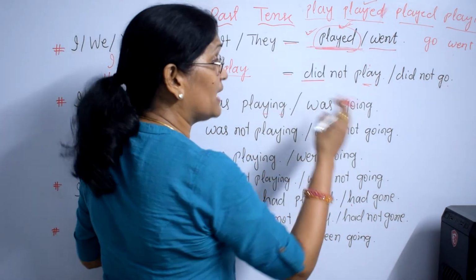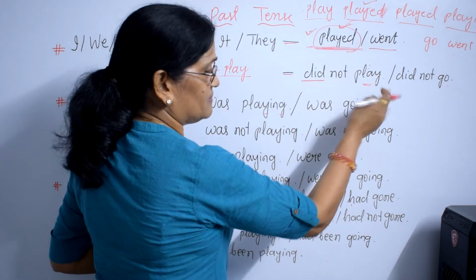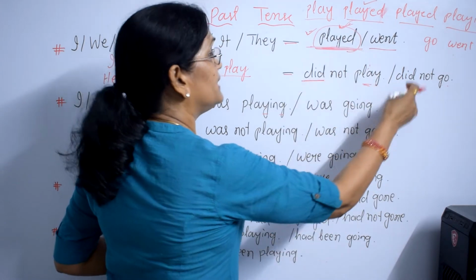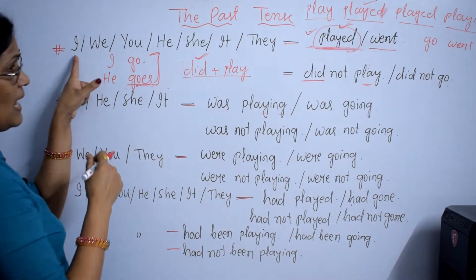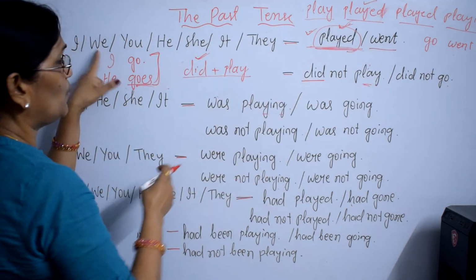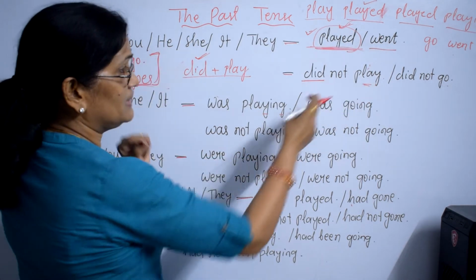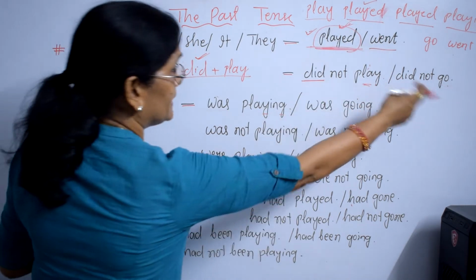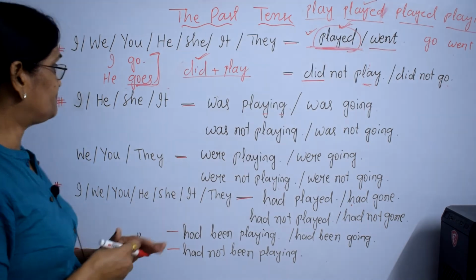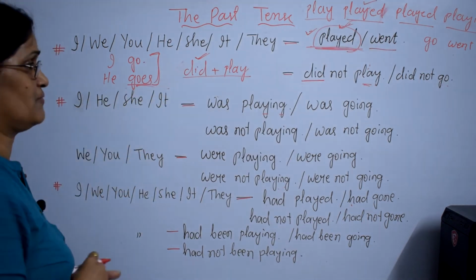Didn't play. We can't say didn't played. No, didn't play, didn't go. So I didn't play, we didn't play, you didn't play, he didn't play, she didn't go, like this. Then come to the second form.